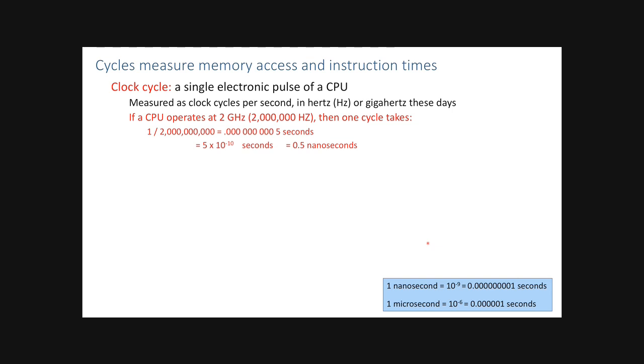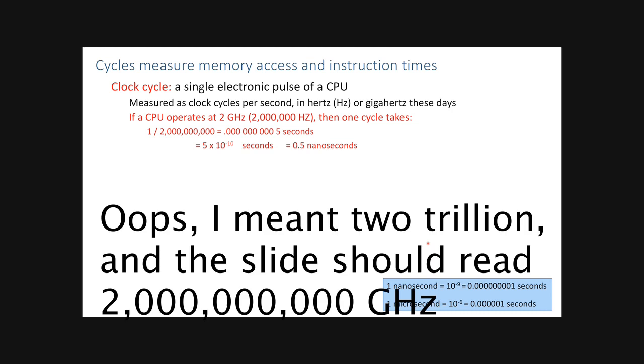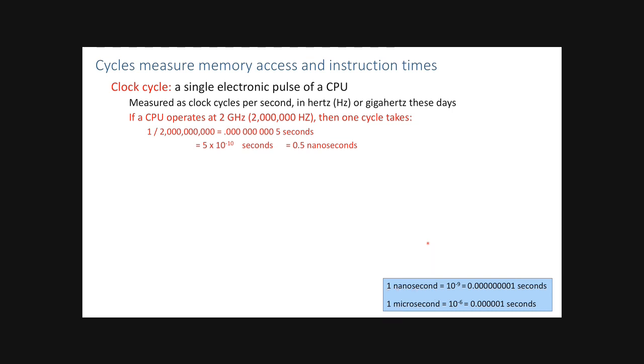But a CPU could typically operate these days at around 2 gigahertz, which is 2 billion hertz, or 2 billion cycles per second. And in that case, one cycle then takes 1 over that number, or 5 times 10 to the minus 10th seconds, 0.5 nanoseconds for 1 clock cycle.